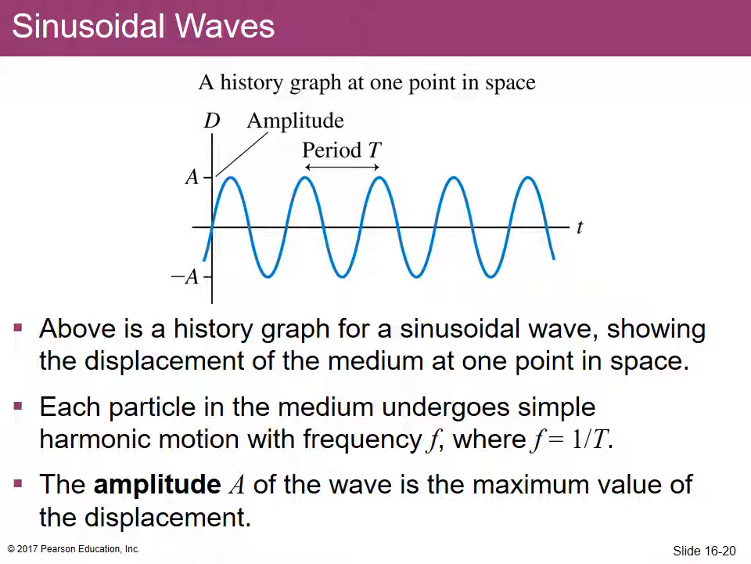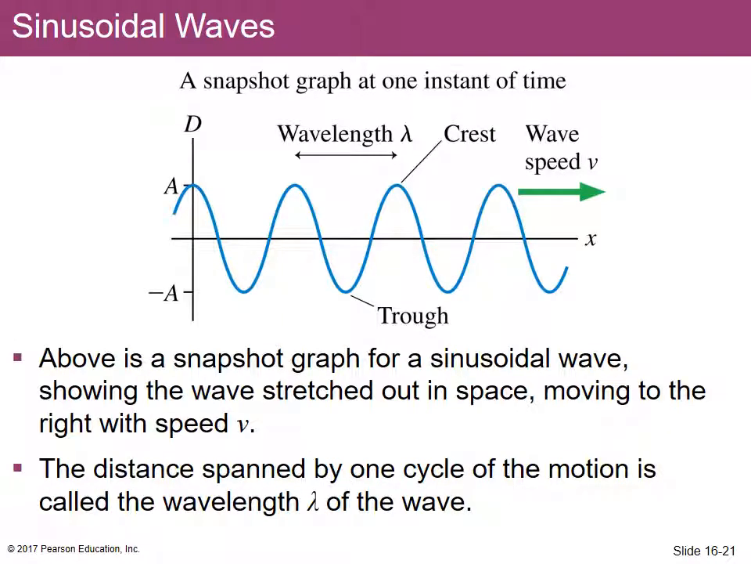The amplitude of the wave is the maximum value of the displacement. The maximum displacement is A, and the minimum displacement is minus A. A sinusoidal wave is periodic in space as well as in time. As you move from left to right along the frozen wave in the snapshot graph, the disturbance repeats itself over and over. The distance spanned by one cycle of motion is called the wavelength of the wave.